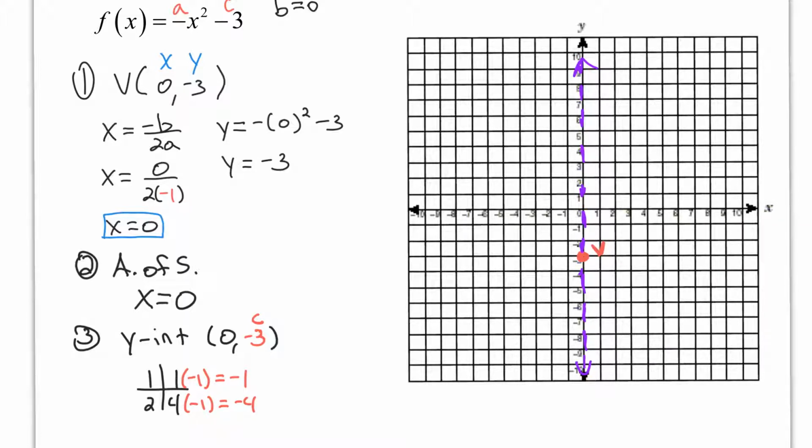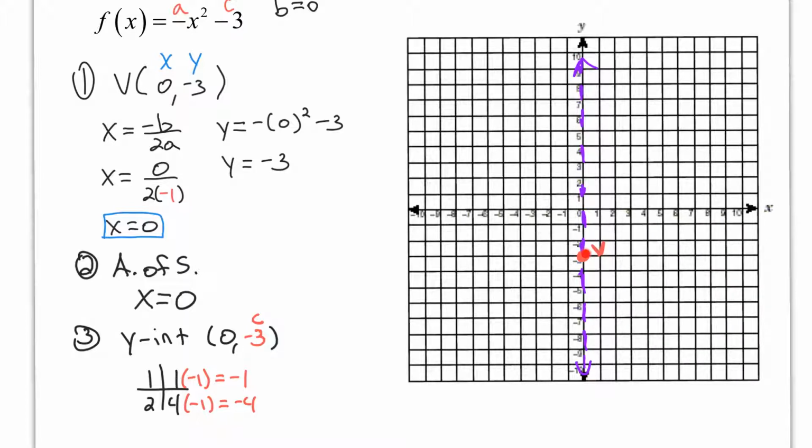Every time you have an a value not equal to positive 1, you have to multiply these two numbers by that a value, because the a changes the width of the parabola. So we need to find the new points. From your vertex, you're going to go 1 step to the right and 1 step down. That's what the negative means here. You go down. So 1 to the right.